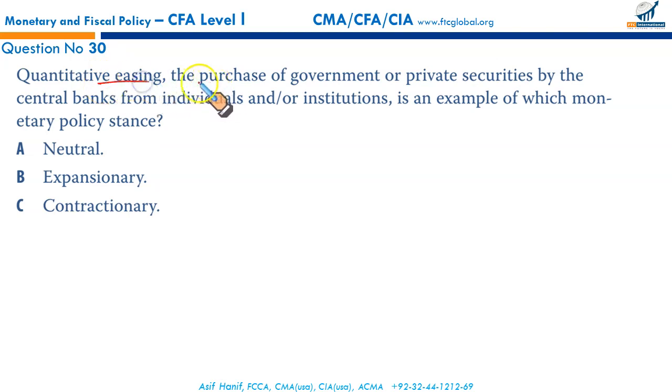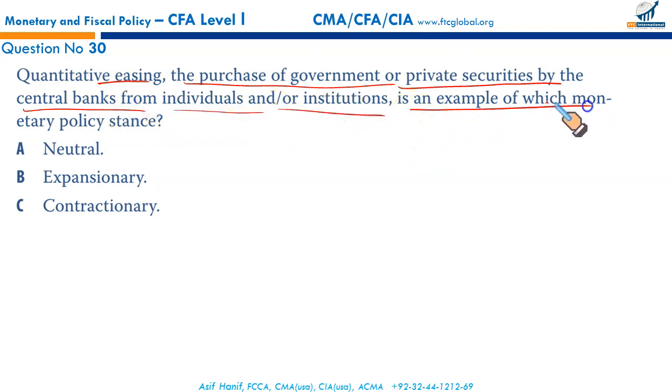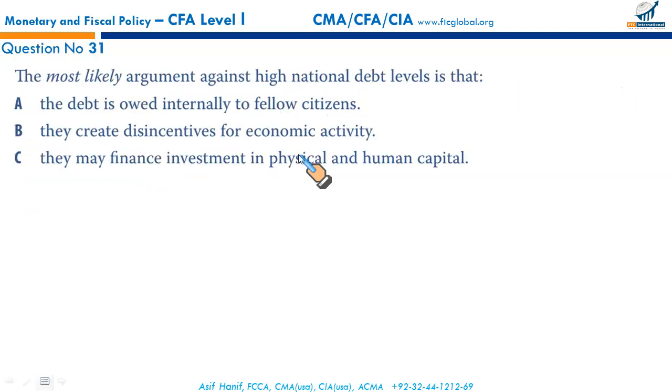Quantitative easing, that is the purchase of government or private securities by the central bank from individuals and or institutions, is an example of which monetary policy? Expansionary, more money. B is the right option. Quantitative easing is an example of an expansionary monetary policy stance. It attempts to spur aggregate demand by drastically increasing the money supply. B is the right answer.